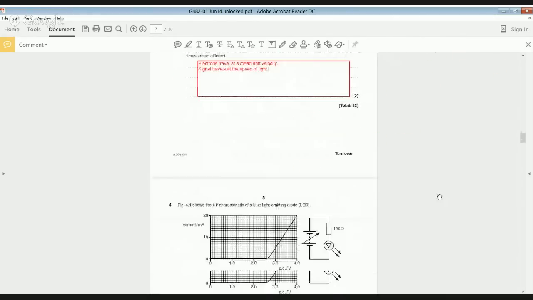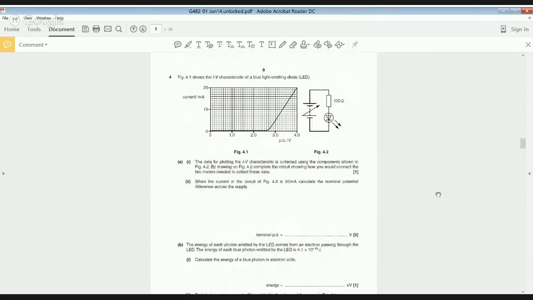Okay, onwards to question number 4 here, which is actually a mixture between electricity and photons.